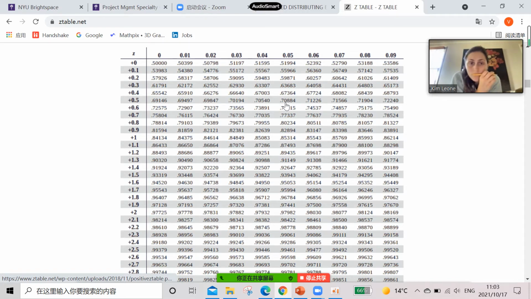No. Wait, one more time. In the vertical axis, it's the first decimal place of Z. It's 1.9, 1.8, 1.7, those things. And what if I want to find 1.86? I need 2 decimal places, so I look at the horizontal axis. First it's in this line, 1.8, and then I find where 0.06 is on the horizontal axis here.